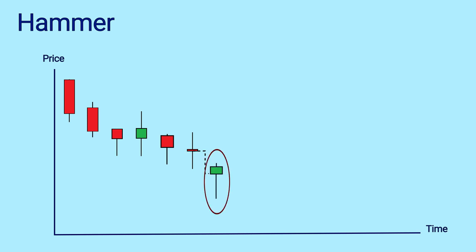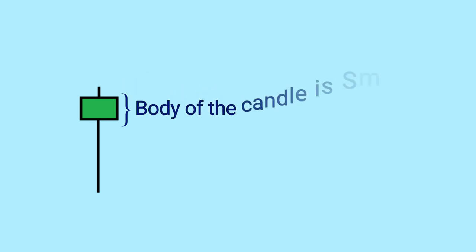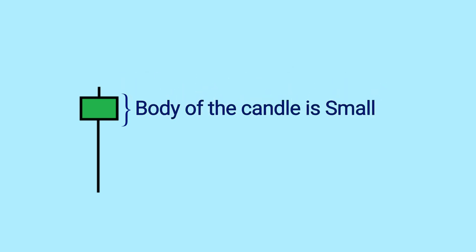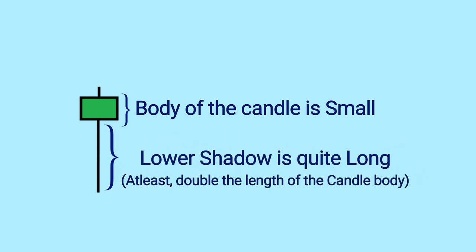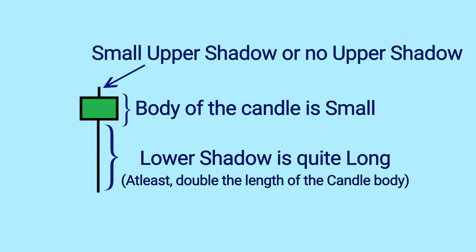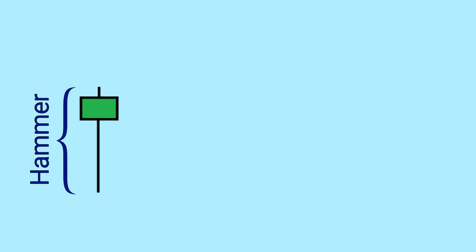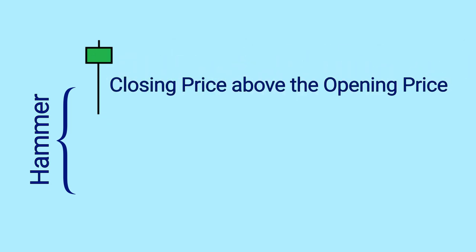So eventually we get a candle where the close is close to, or in the proximity of, the opening price. So the actual body of the candlestick that is formed is small and the lower shadow should be quite long. Ideally, there should be a very small upper shadow or no upper shadow. Now, this candle looks like a hammer, doesn't it? The hammer can have the close just above the opening price or a little bit below the opening price.